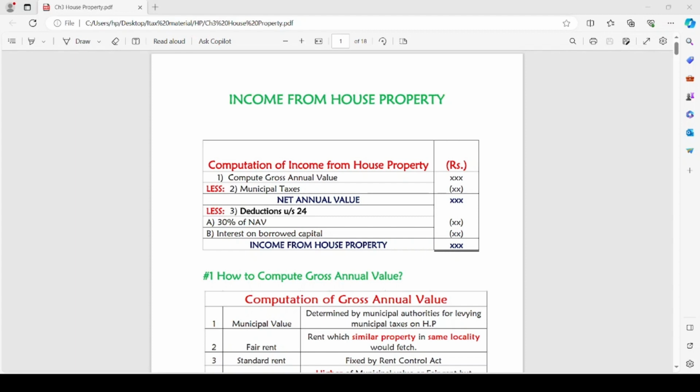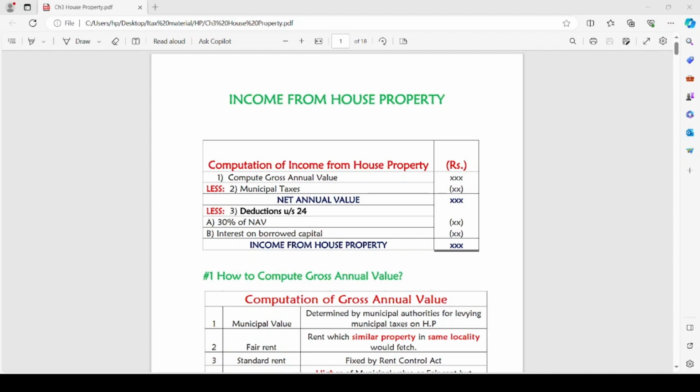House property means a building or land appertaining thereto. And if the assessee is owner of a house property, he will either self-occupy such property, that means he is living in such property, or he will let out such property for rent. So the income from house property can be generated only when the property is let out for rent. Such rental income will determine the annual value of the property, which is taxable under the head income from house property. The charging section is section 22.